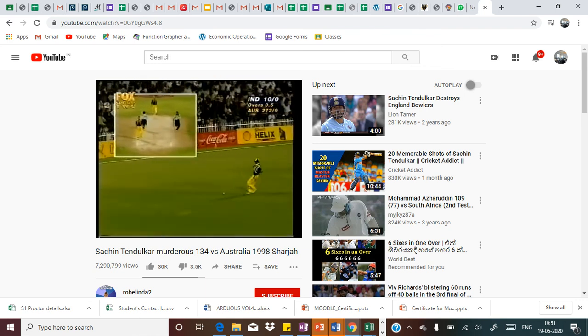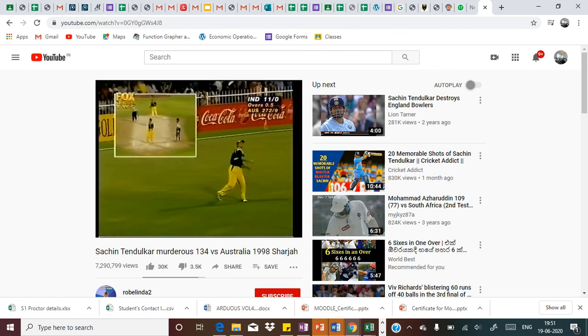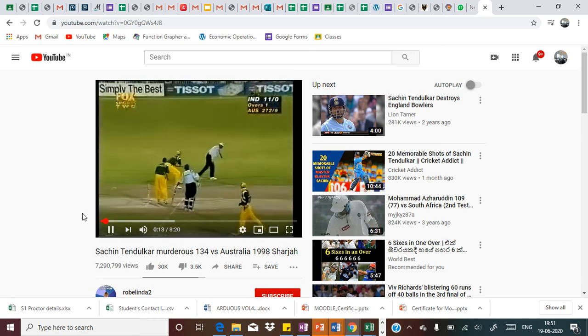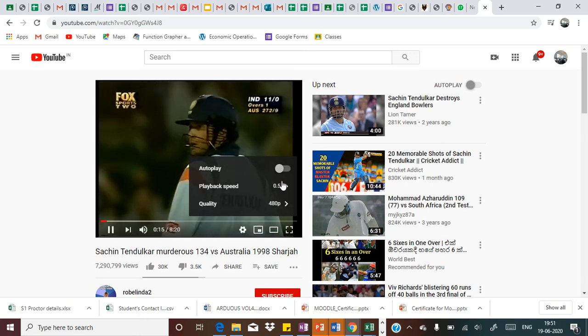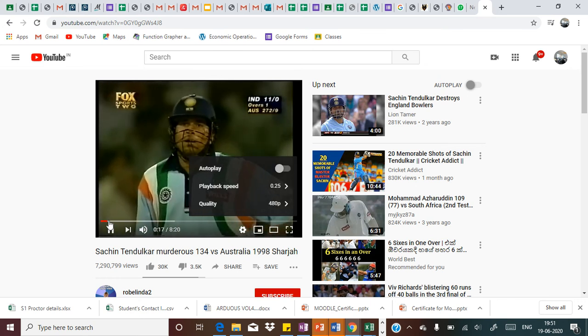So earlier if it had taken only say 10 seconds to make that shot, now it will appear in 20 seconds of time. So that is what happens in case of this time scaling. You can even make it slower by clicking this 0.25. Now this time scaling factor is 1/4.